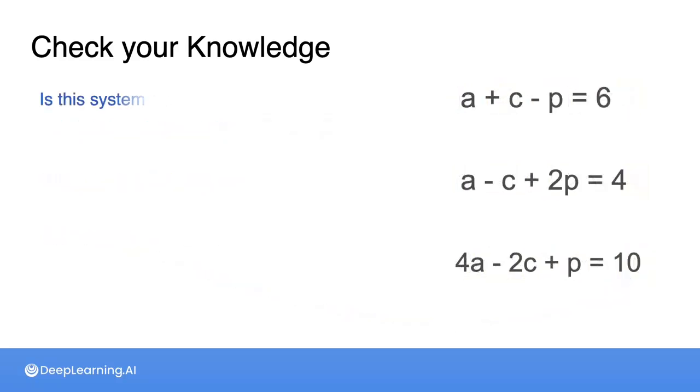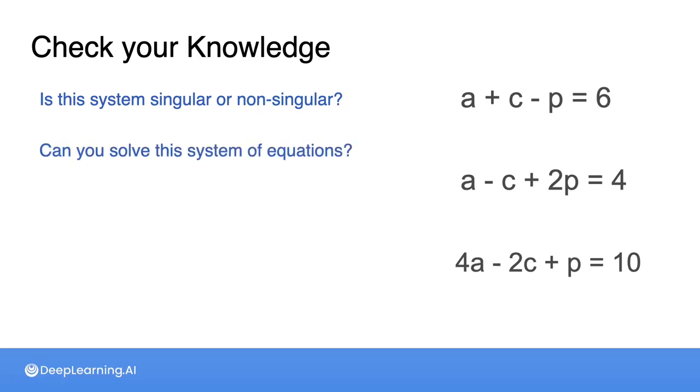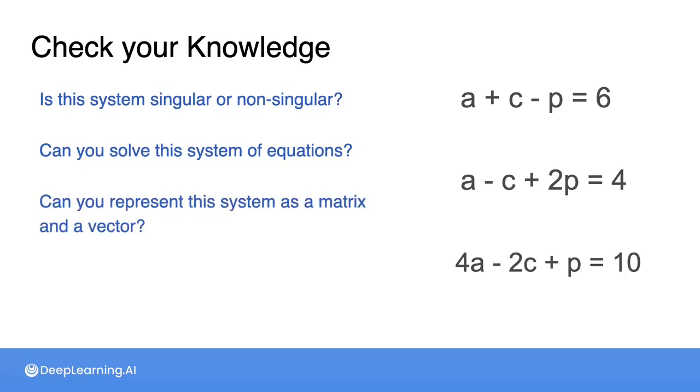Now, could you tell me whether this system is singular or non-singular, or in other words, do these equations either contradict one another or is there redundant information here? Could you solve this system of equations, which is to say, could you now solve for what your score in each of these three courses was? Now, could you represent this system of linear equations as a matrix and a vector? And can you calculate the determinant of that matrix?